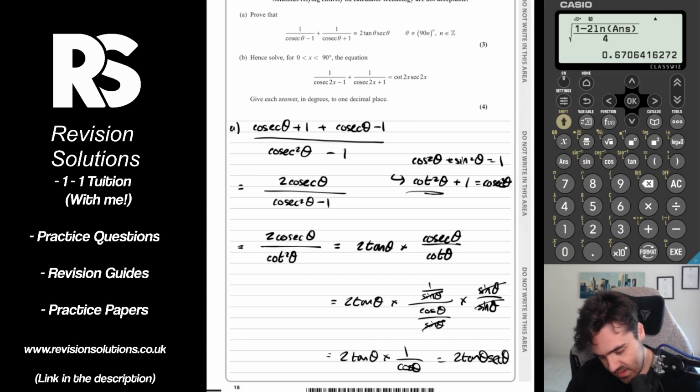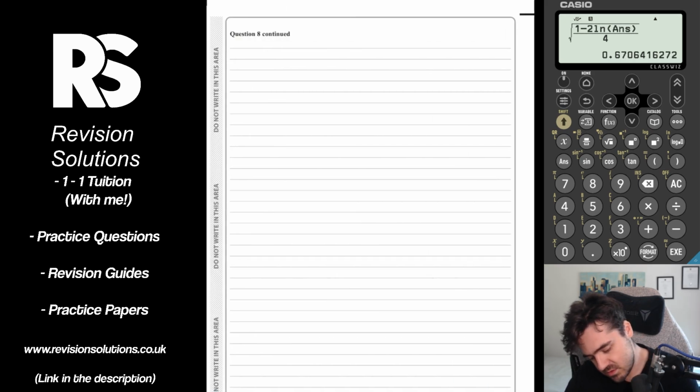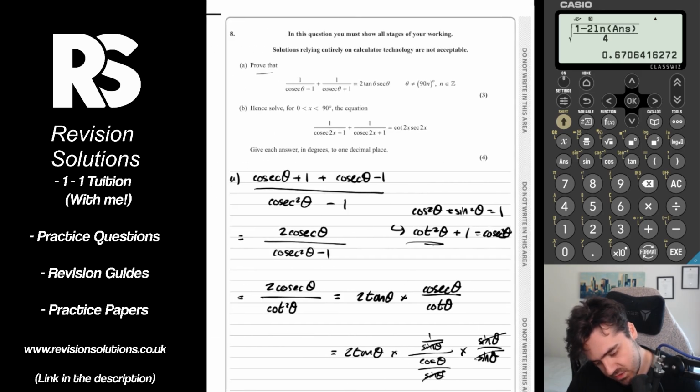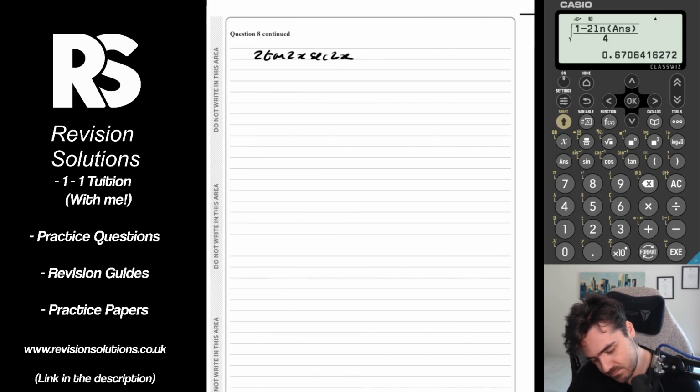Then it says, hence solve the equation where this is equal to cot 2x sec 2x. Well, first off, how can we use our previous part? Well, this is the same as this, except a theta has become a 2x. So we can replace theta with 2x and completely rewrite the left-hand side. So that would be 2 tan 2x sec 2x, just using our left-hand side here, and then they're saying that's equal to cot 2x sec 2x.